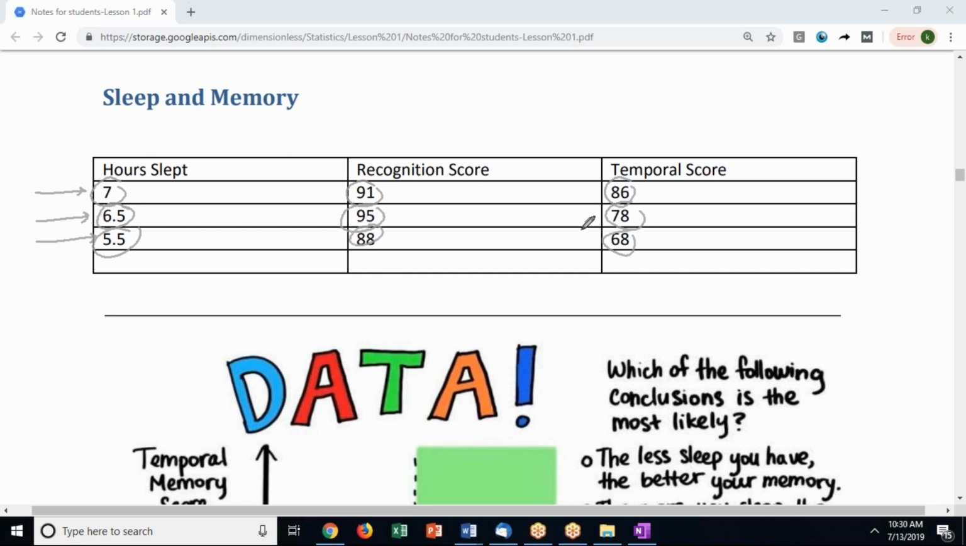Now, what are we interested in finding? We are trying to understand whether there exists a relationship between sleep and memory. To do that, we need to figure out whether sleep is related to recognition score and whether sleep is related to temporal memory score. Based on this data, what do you think? Where do you think there exists a relationship, and where does there not seem to be a relationship?